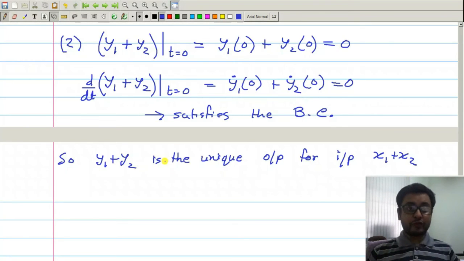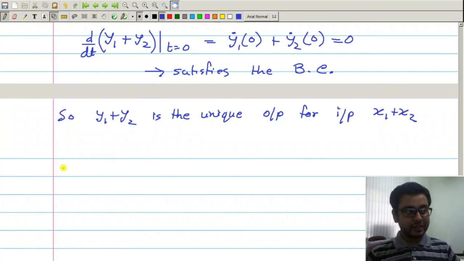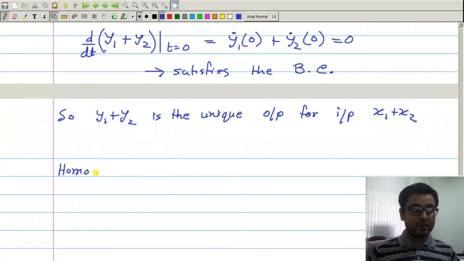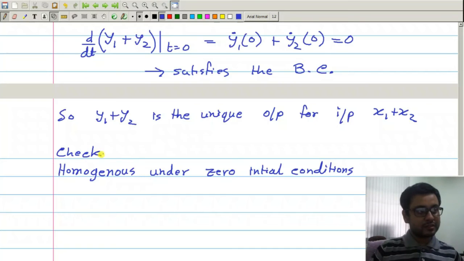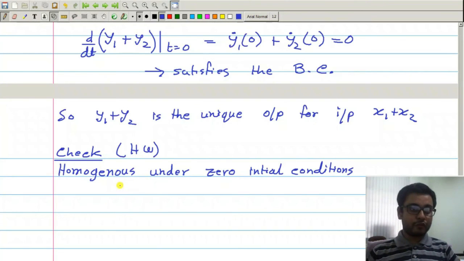So this obeys the superposition principle under, of course, zero initial conditions. You should check yourself that if the initial conditions are not zero, then the superposition principle is not going to hold. Next, you check yourself that the homogeneity principle is also valid, homogeneous under zero initial conditions. Check it yourself. This is your homework. So this kind of systems are linear.